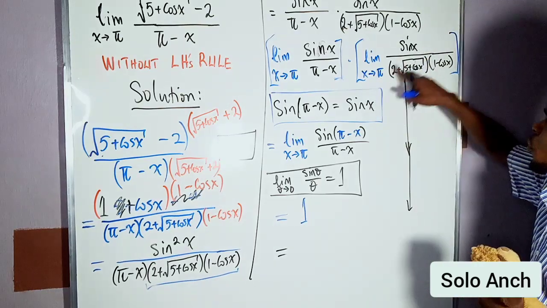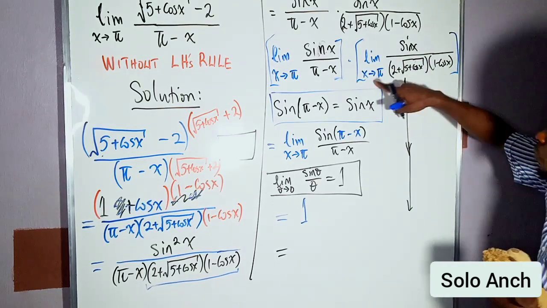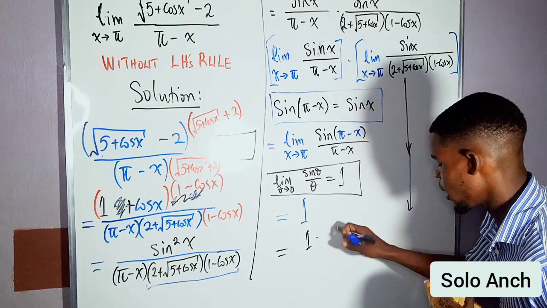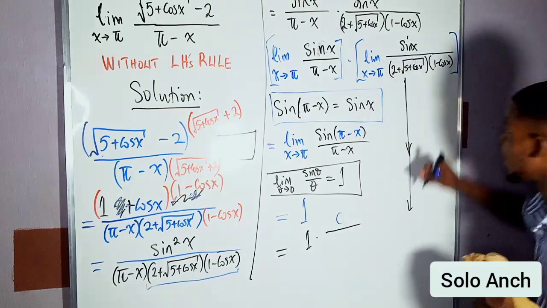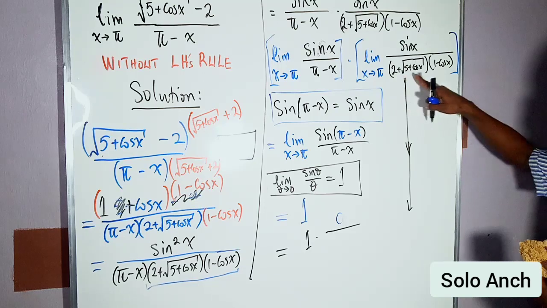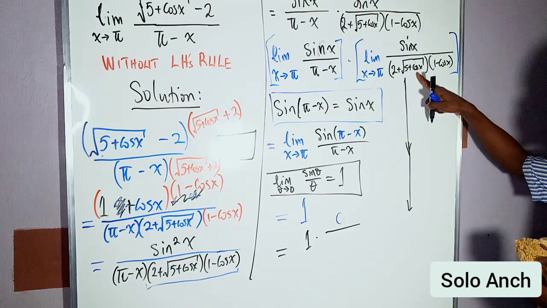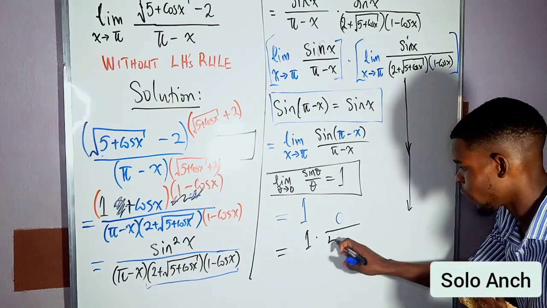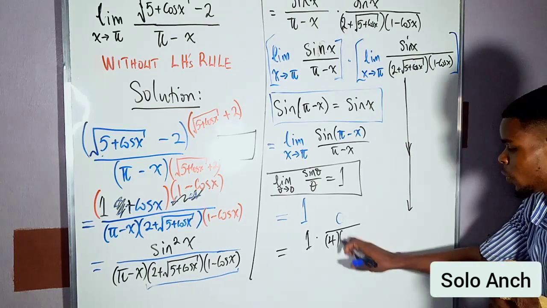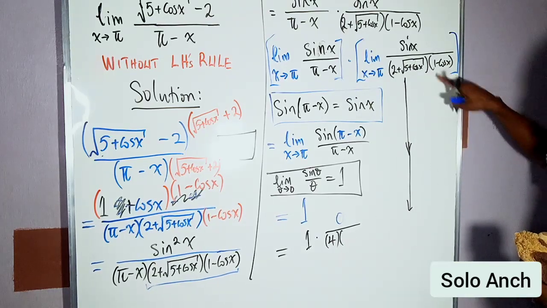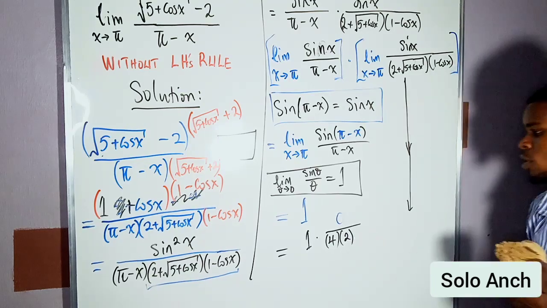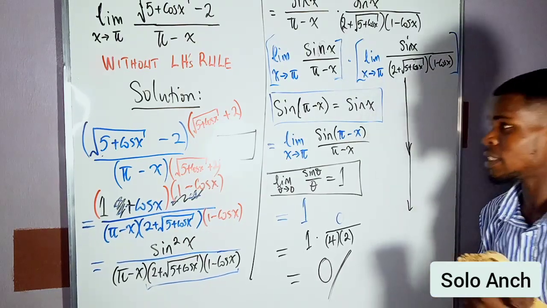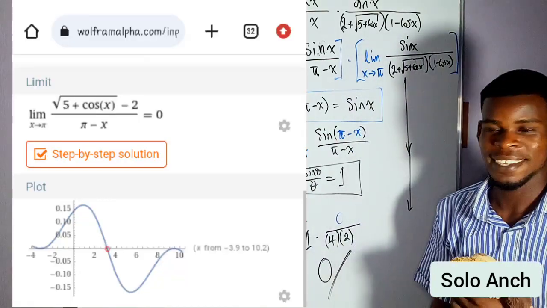But notice that as x approaches pi, substitute pi for x here. Sine of pi is just 0. So this is 1 times sine of pi, which is 0, divided by, let's investigate the denominator. Cosine of pi is -1. 5 minus 1 is 4. Square root of 4 is 2. 2 plus 2 is 4. So we have 4 right there. Times 1 minus cosine of pi, which is 1 minus -1, which is just 2. So the denominator is non-zero. Meanwhile, the numerator is 0, which gives us 0 as a result. So in fact, this limit right here is equal to 0.